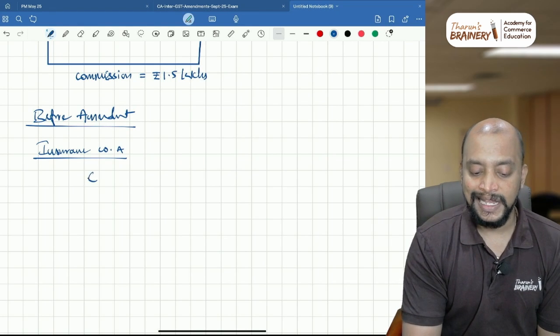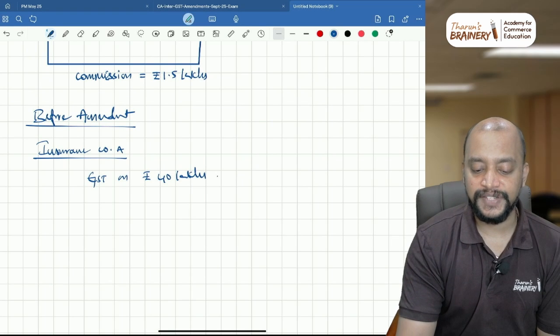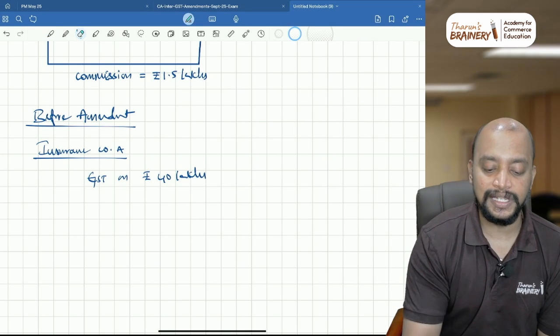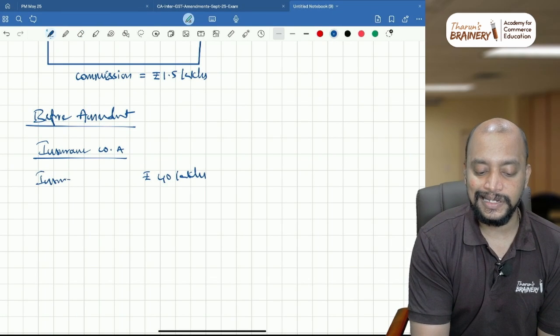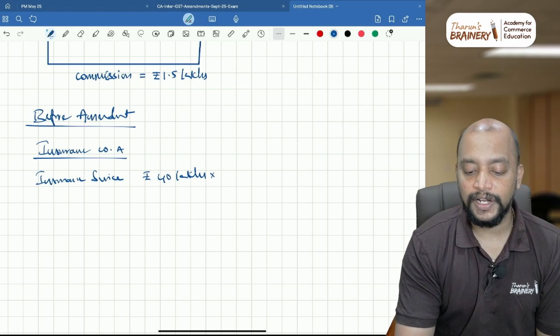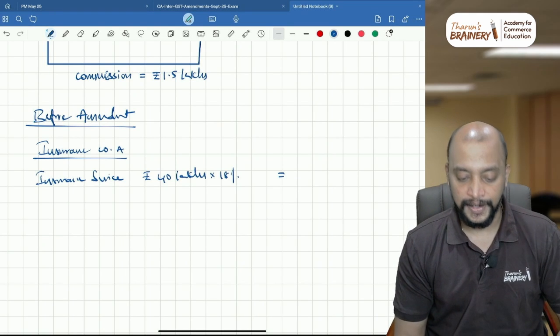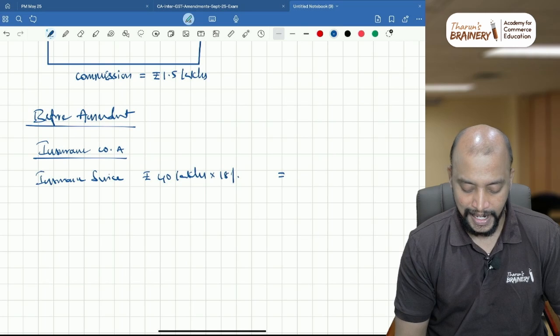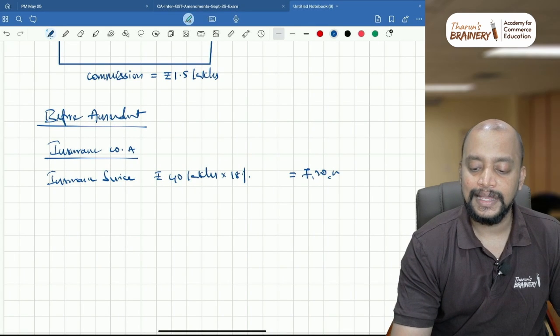They will pay GST on rupees 40 lakhs. That is normal insurance service, the insurance premium. So for the normal insurance service, 40 lakhs they got. 40 lakhs into 18%, they will pay GST. How much does that come to? 40 lakhs into 18% is 7 lakh 20,000.